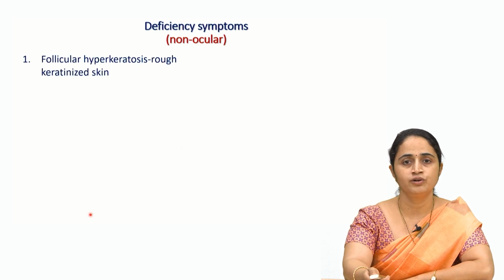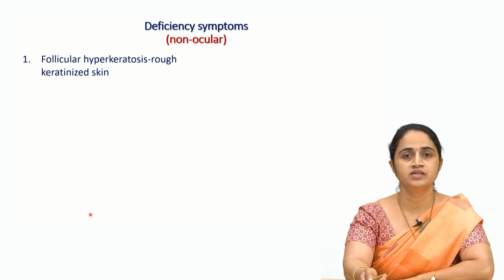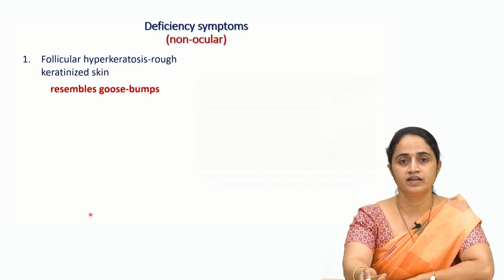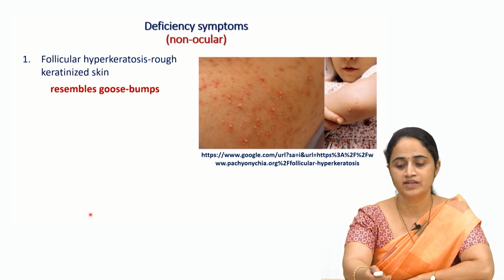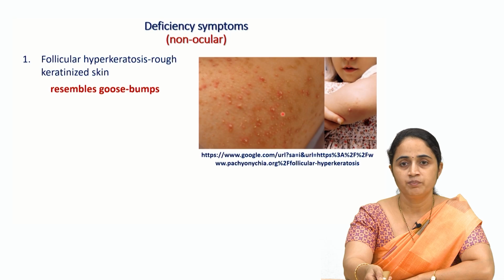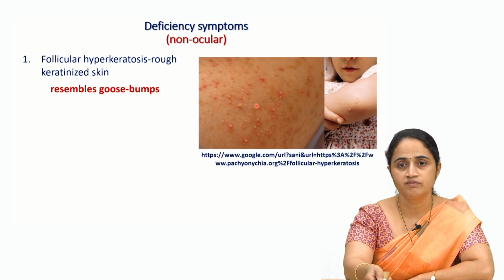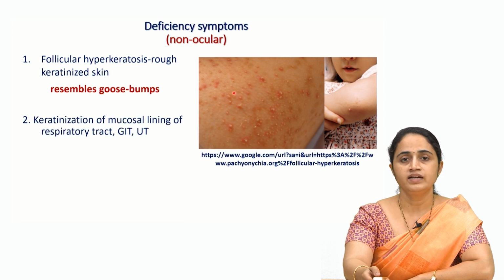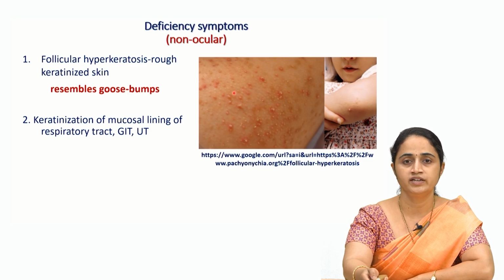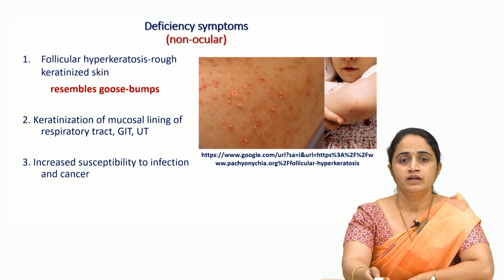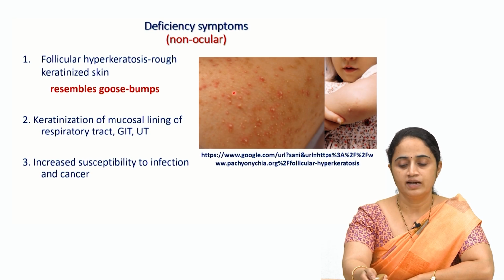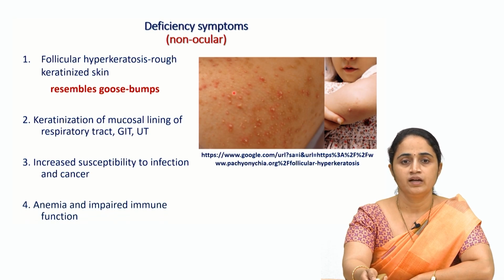They are follicular hyperkeratosis, where the skin becomes rough and keratinized resembling goosebumps. You can see here, this is the hyperkeratosis of the skin, where there will be inflammation of the skin. Keratinization of the mucosal lining of the respiratory tract, GIT and urinary tract. Increased susceptibility to infections and cancer. Anemia and impaired immune function.